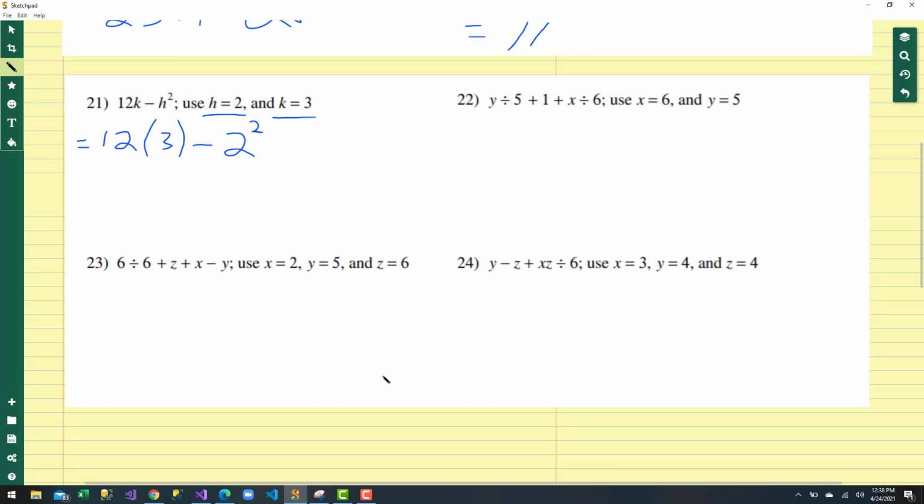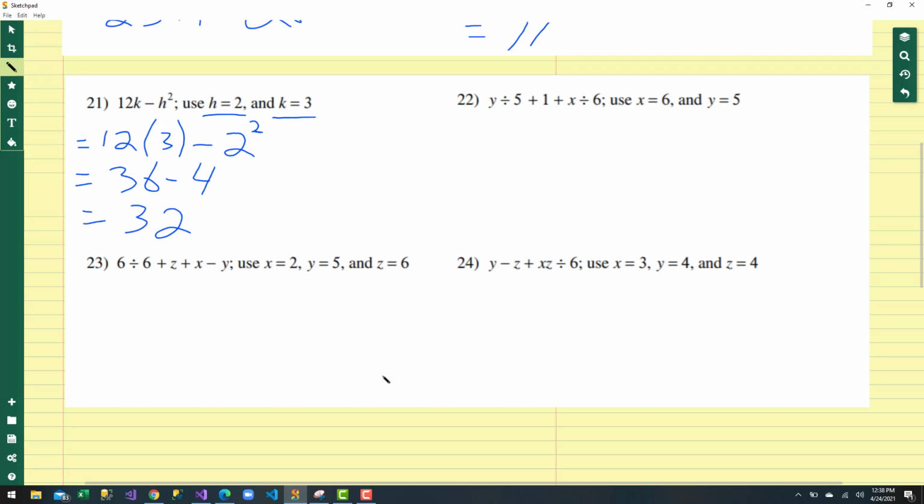So 2 squared. All right, let's apply PEMDAS. On this side of the subtraction, we have 12 times 3, so that's 36. And remember, I take care of exponents, so 2 squared here is 4. And finally, 36 minus 4 is 32. All right, so it looks advanced, but remember, it's easy once you apply PEMDAS and the step-by-step process.